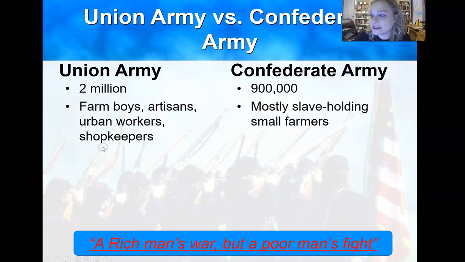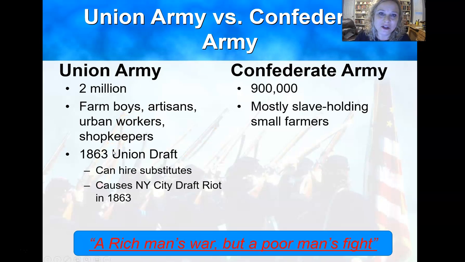Okay, so in 1860, and by the way, we're going to dub this the rich man's war, but a poor man's fight, which was a really common term that they used, because really it's the poor, as you can see, that are fighting, but it's really the rich people that control the governments in both parts of the country. And so they say a rich man's war, but a poor man's fight. And to further prove that, we can look at the drafts.